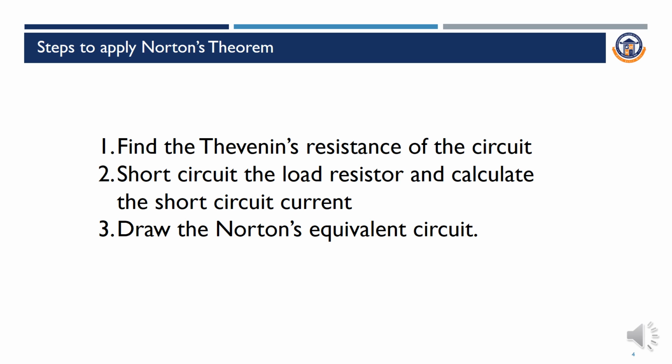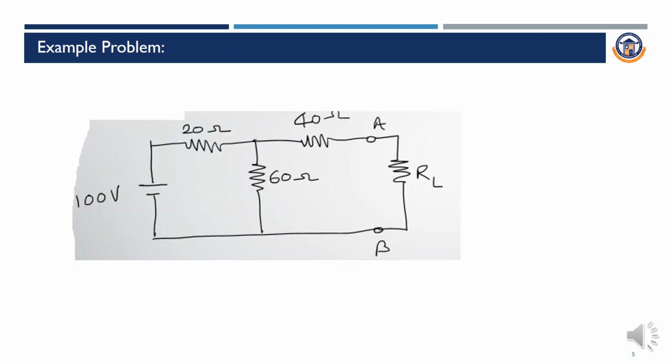Then next step we have to find the short circuit current. That is, for the load resistor we have to make a short circuit, whereas in the Thevenin's theorem we make it an open circuit. But here in the Norton's theorem the load resistor is short circuited. After finding these two, we will replace the values in the Norton's equivalent circuit as we have seen in the previous slide. That is, the Norton's equivalent circuit consists of a single current source with a parallel resistor, between the terminals A and B.